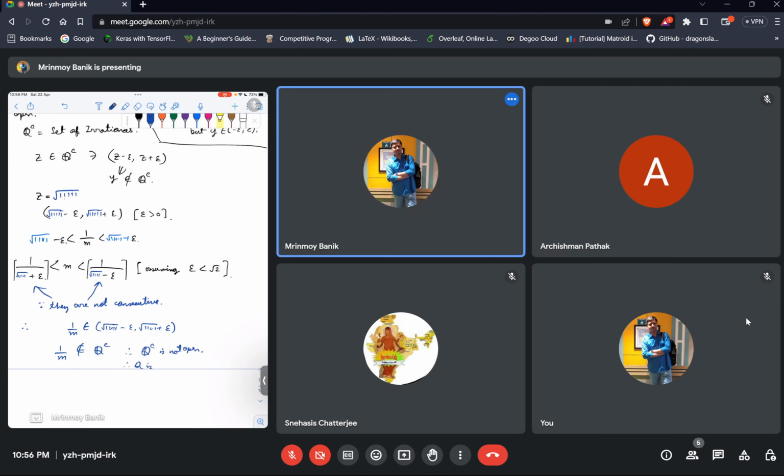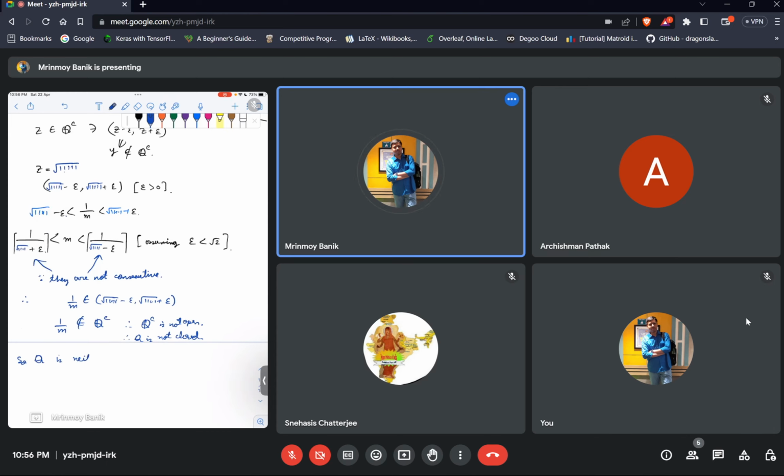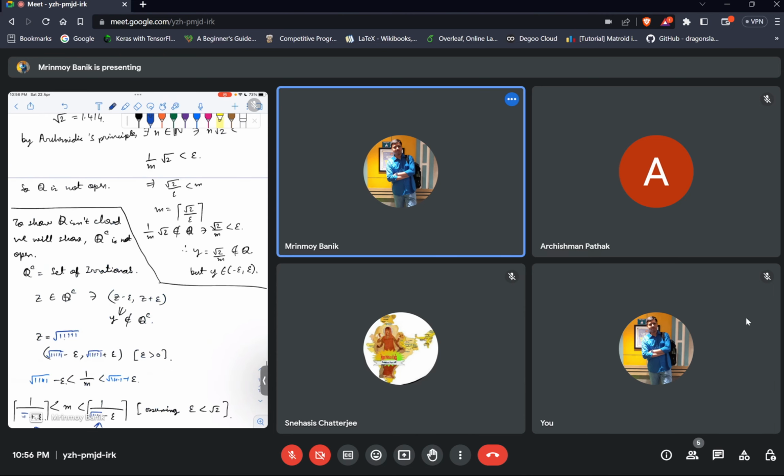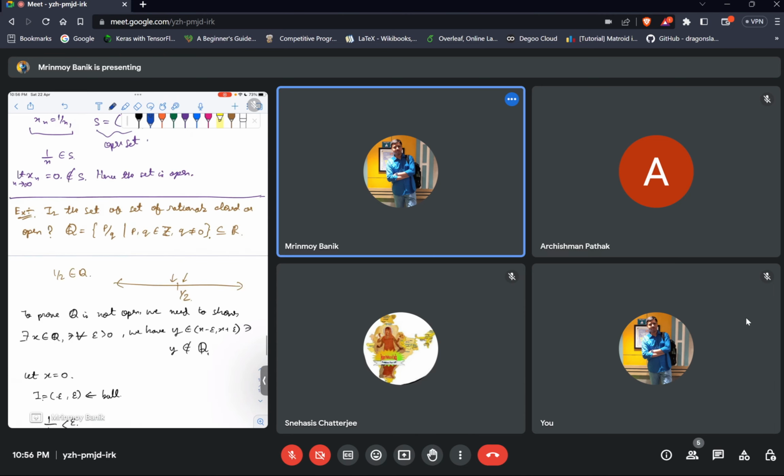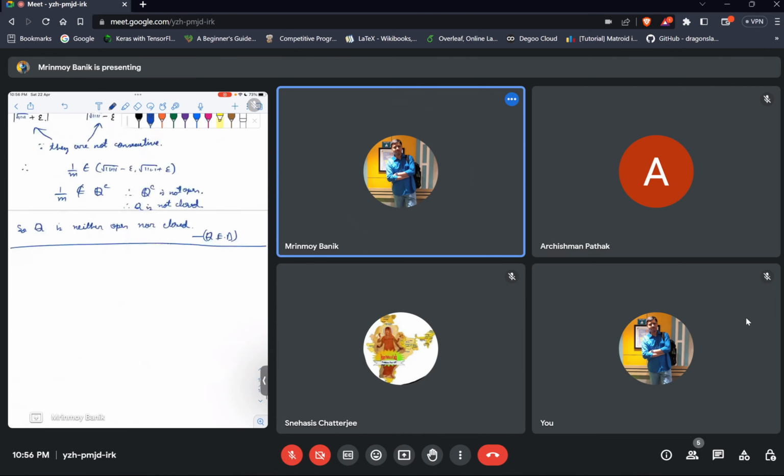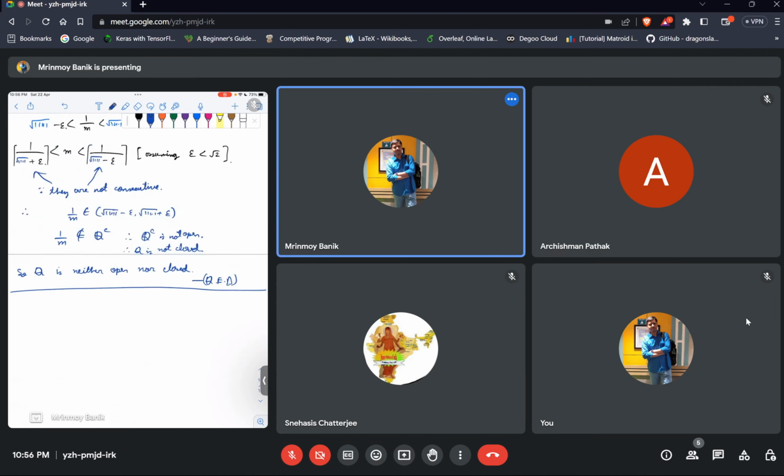Therefore, Q is not closed. So the set of rational numbers is a unique kind of set that is neither open nor closed. Okay, so I hope this was clear, right? Why this is not open, not closed.